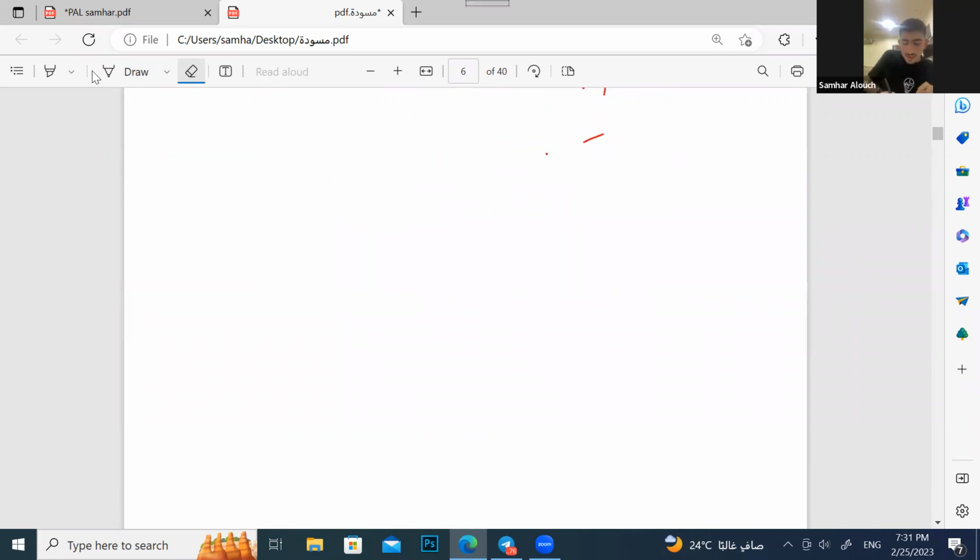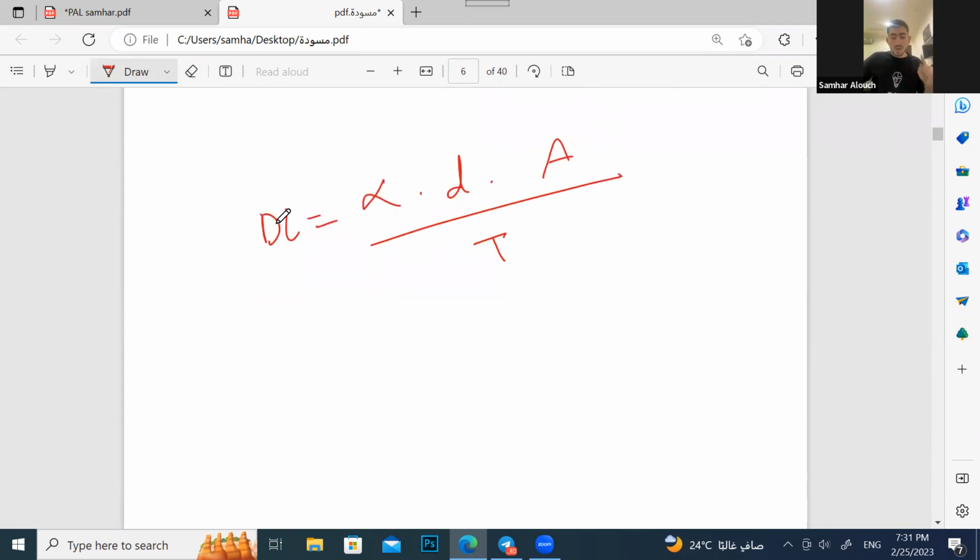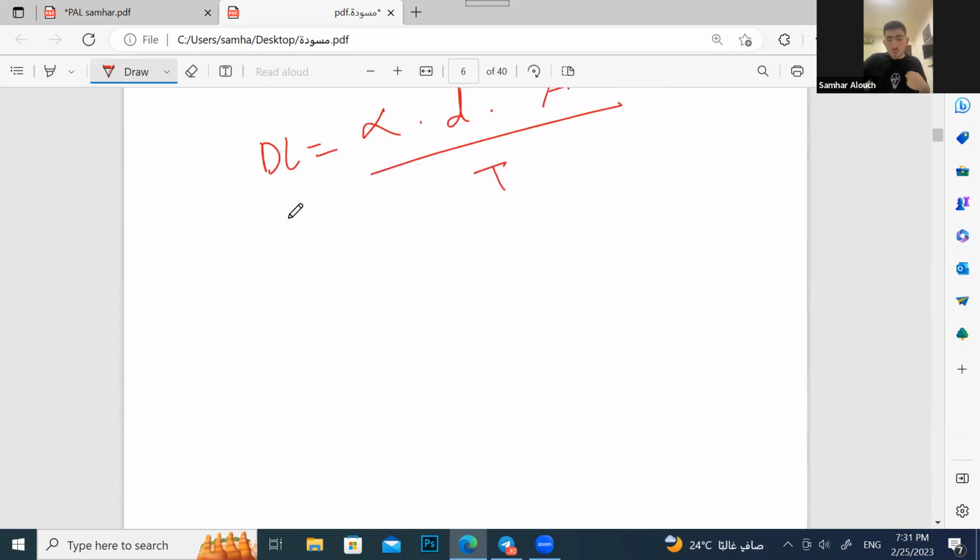DL is made of 4 components, as we said. DL is solubility, coefficient, surface area, and thickness. So now, what are the things that affect DL? Let's start with one. First, exercise.